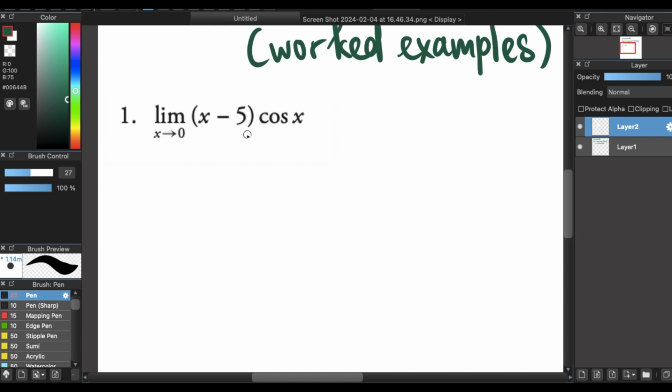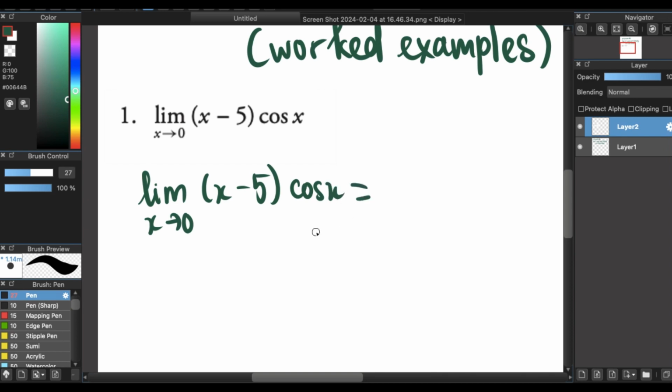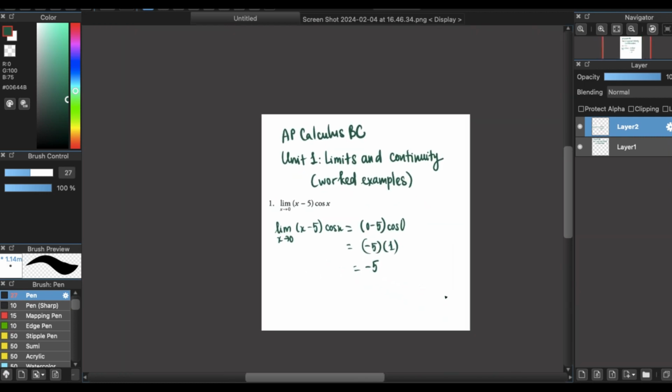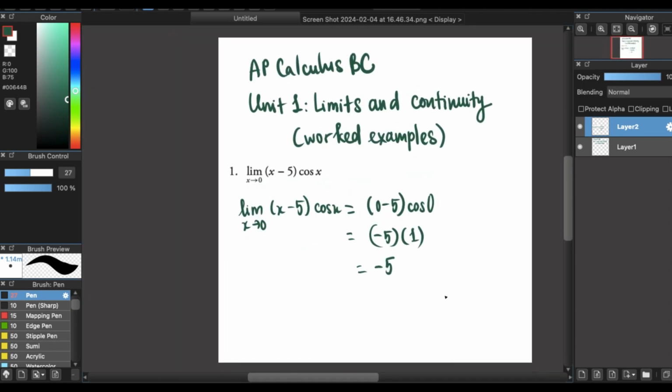So for this example, you can just basically use the substitute method. So see, cos x is equal to 0 minus 5 multiplied by cos 0, and we obtain an answer of minus 5. So this is how you work on this example.